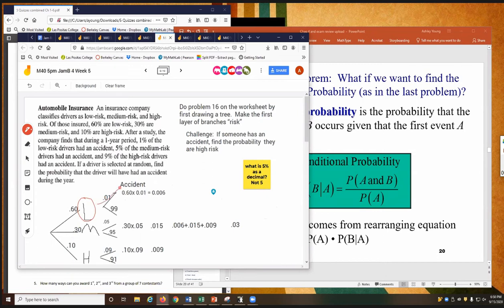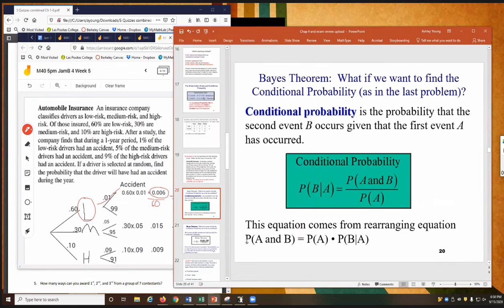just this 0.01. It's a lot easier to find that than it is to take the probability of them both happening and dividing by the probability of A. If I took this divided by the probability of A, probability of low risk, 0.60, I would end up getting 0.01. So you could do it that way, but it's a lot easier, if you have a graph, just to look at it and find it from there. But this is an alternative way you could do it if you forgot that.